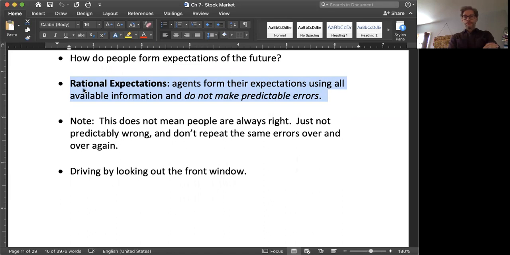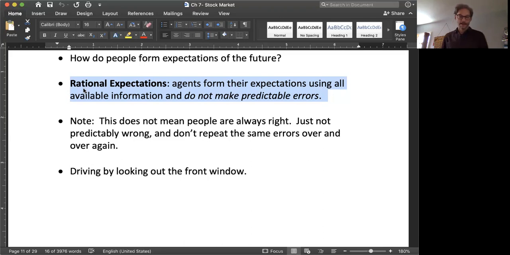Okay. The most important thing to understand about rational expectations is it does not mean that people are always right. Okay, that is not what rational expectations means. People are not always right. It just means that people are not predictably wrong, right? In other words, they don't make the same mistakes over and over again. They make mistakes, but they're unpredictable mistakes, not predictable mistakes, right?